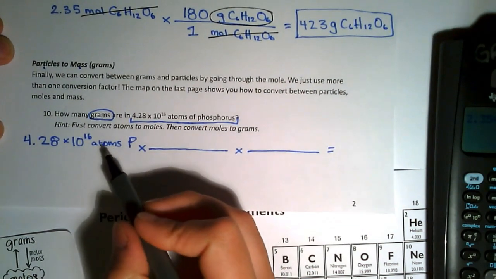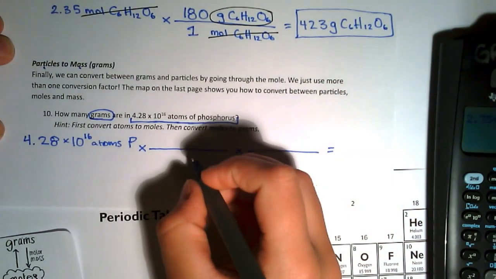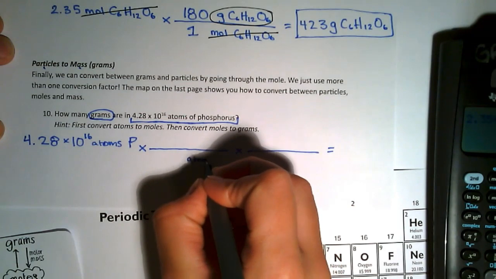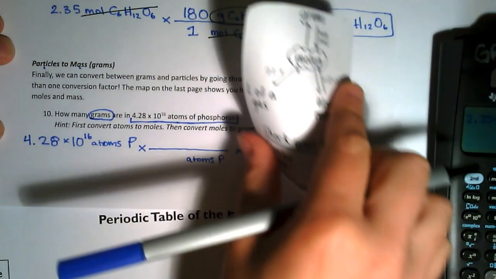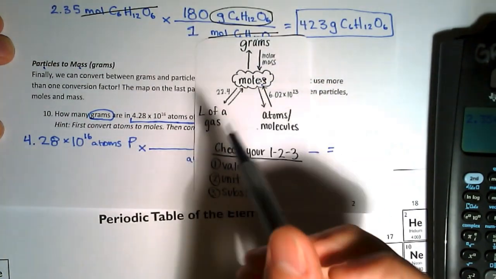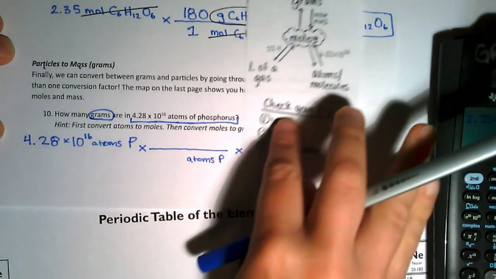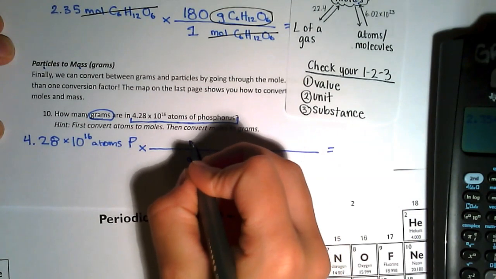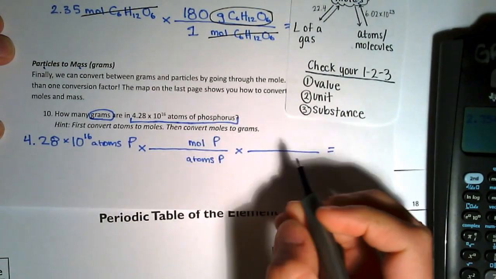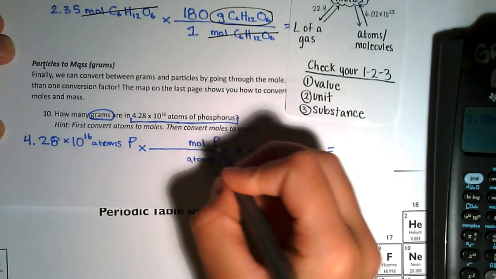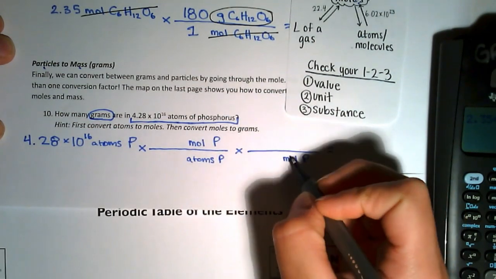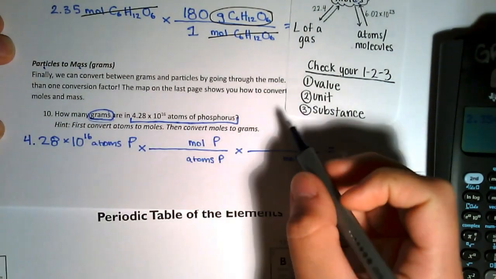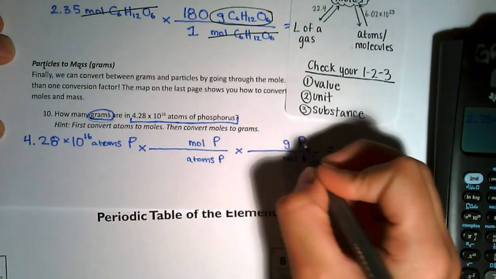Okay, so in our first conversion factor, we want atoms of phosphorus to cancel out, so I'm going to put that unit on the bottom. And we first want to get into moles. If you forget that, just look back at your chart. First we need to get to moles, so atoms of phosphorus to moles of phosphorus. And then our second conversion factor, we want to get rid of our moles of phosphorus, so we'll put that on bottom. And we want to get into grams of phosphorus, so we'll put that on top.